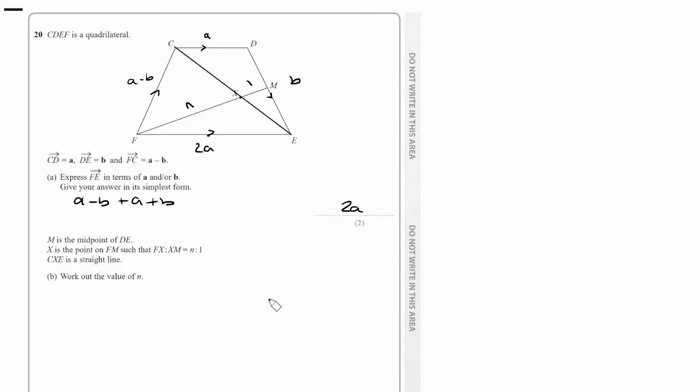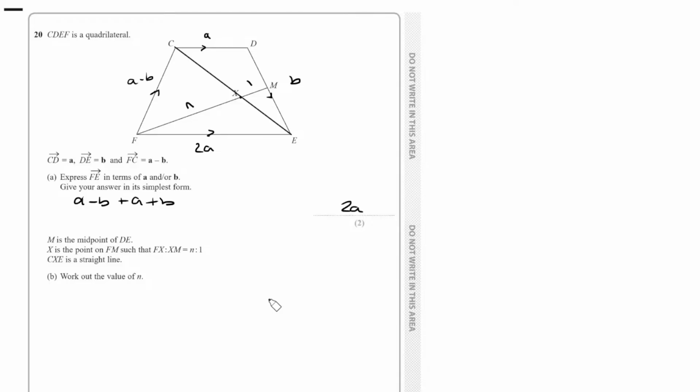Okay, the way that you do this is whenever they mention, sometimes they mention it, sometimes they don't. It's a bit easier when they do mention it. You see how here they mentioned CXE as a straight line, and you're kind of thinking, well, how is that relevant? Like, it doesn't seem to be relevant. CXE is a straight line.